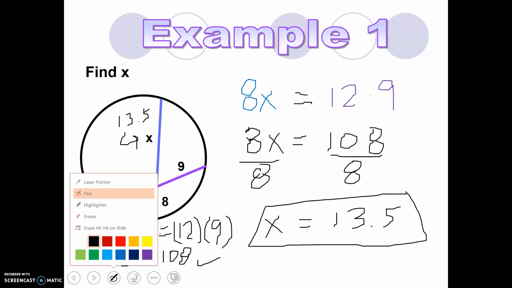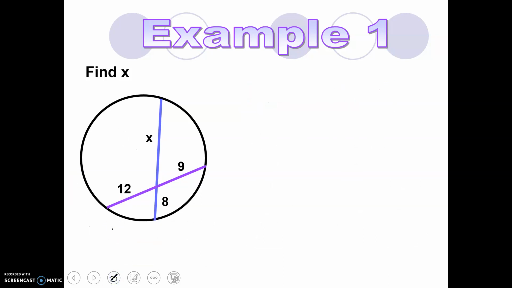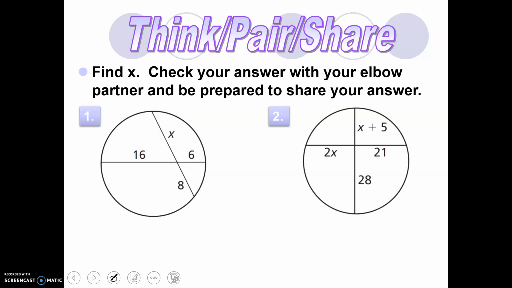All right, so we're going to move on here. We're going to do a virtual think, pair, share. So I want you to go ahead and pause this video and try these two problems out on your paper. As a hint for number 2, there is going to be a little bit of distribution going on here, the distributive property. So be very careful when you try that out. All right, so please take a moment, pause the video, and try these out.